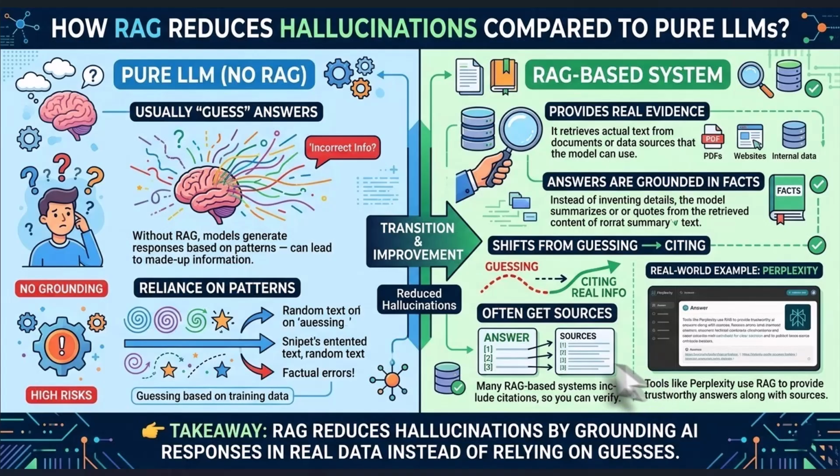Okay, and also with RAG, you often get sources along with answers. That is, many RAG based systems include citations, so you can fact check the retrieved information. Okay, and the real world example is tools like Perplexity. They use RAG to provide answers along with sources that makes the results more trustworthy, right? That means we understood that RAG reduces hallucinations by grounding AI responses in real data instead of relying on guesses.